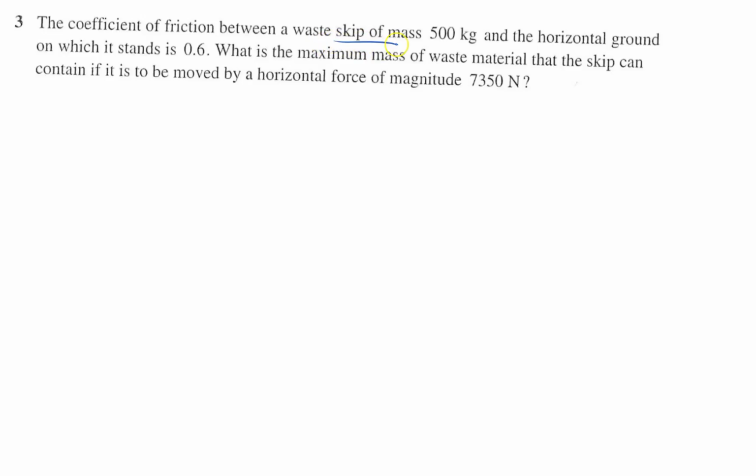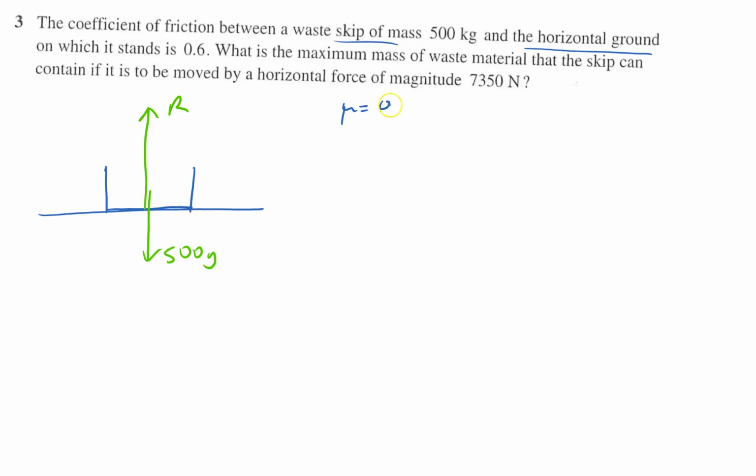Okay, we've got a skip standing on horizontal ground. So skip, there we go, has mass 500 kilograms, so that'll be 500 g. It's a force there. Normal contact force goes straight up. Mu is 0.6, so I don't need to work out mu. But if I'm going to use that, I'll almost certainly have to use F lim equals mu R.